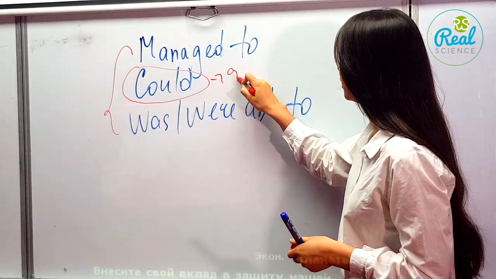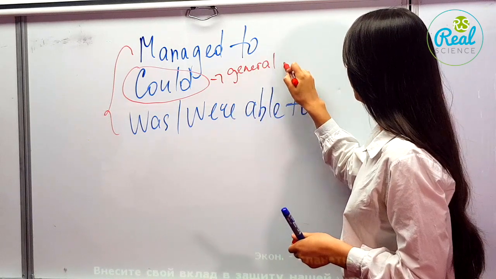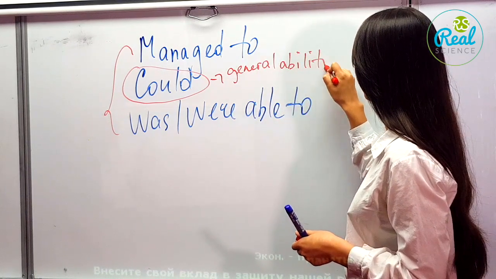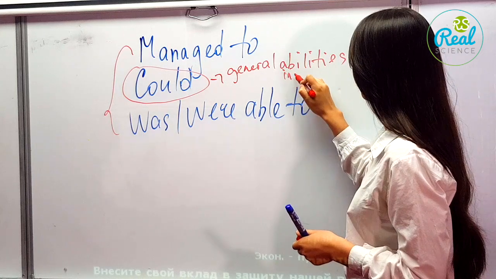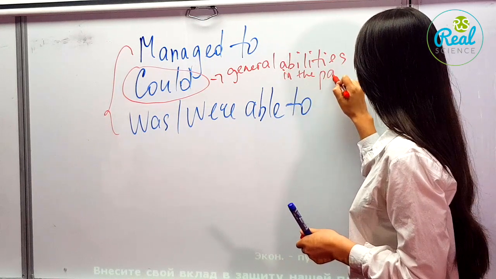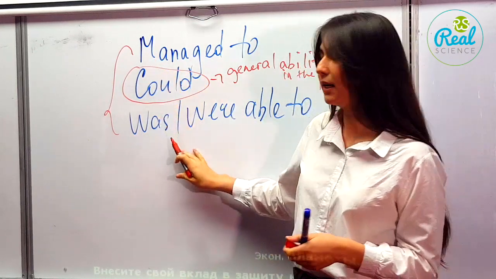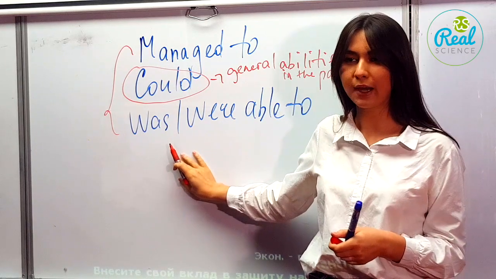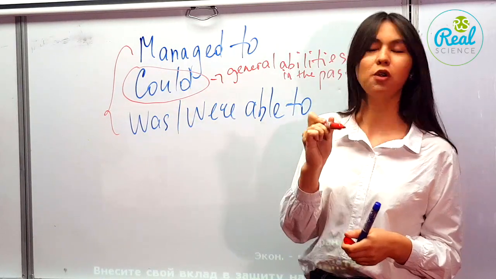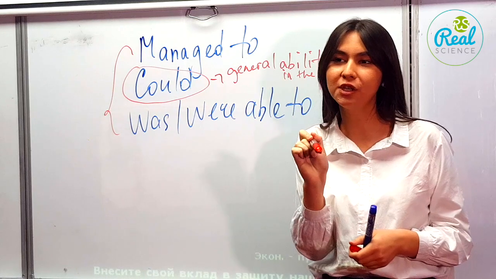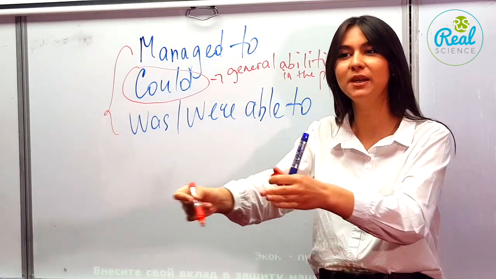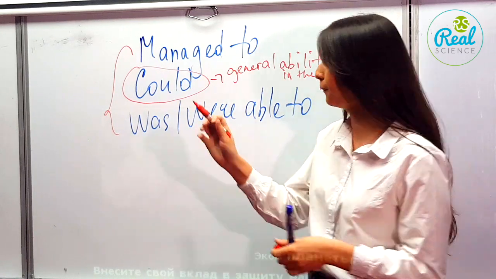Okay, I will write here. So general abilities in the past. But what about managed to and were able to, guys? We use them when we talk about specific situations and our ability in these specific situations. Okay?